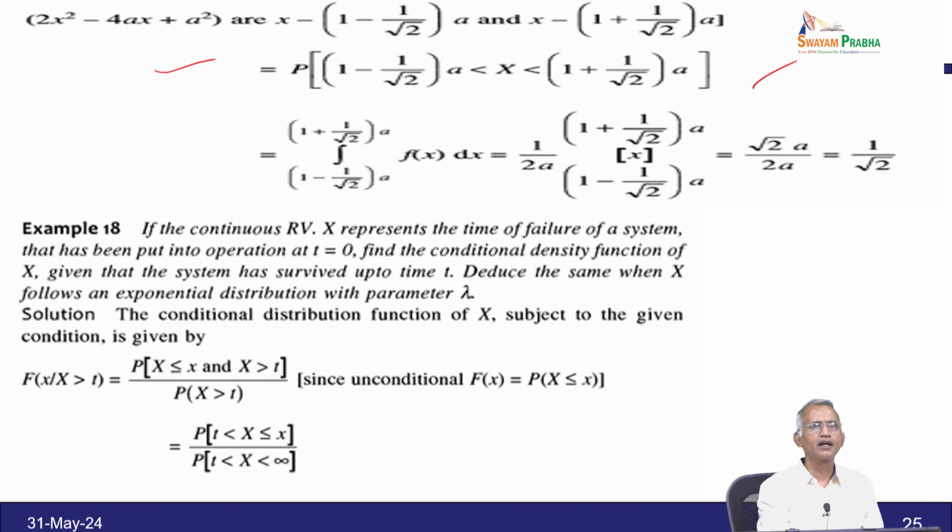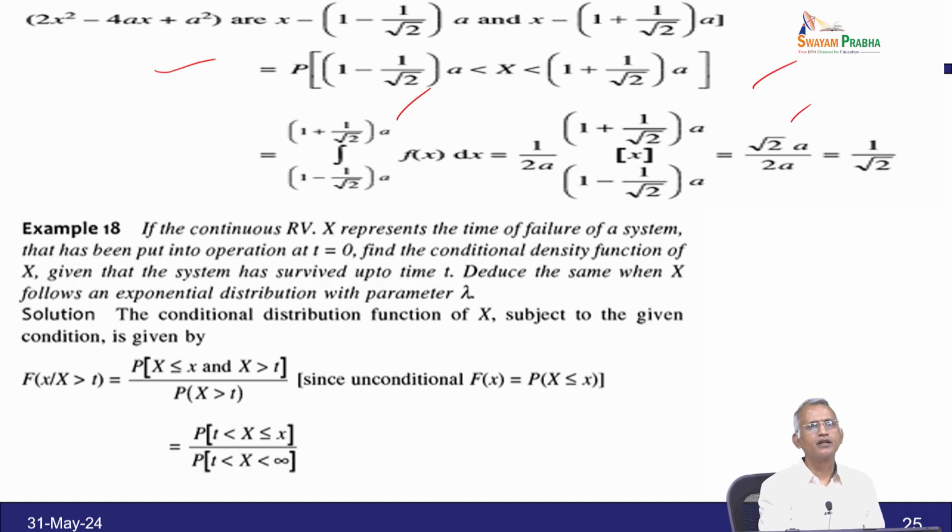Therefore, we have the integral from 1 − 1/√a to 1 + 1/√a of f(x) dx, and we take the upper limit minus the lower limit. So, √a/2a equals 1/√2. This way we can calculate the problem.